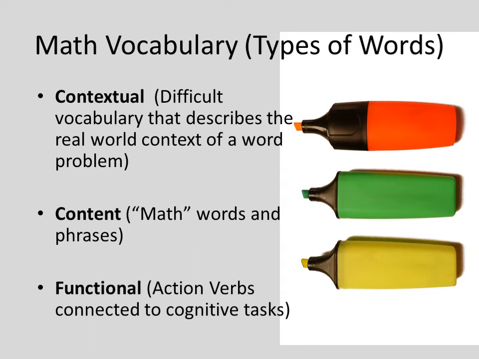If you think about different kinds of math vocabulary, there are different kinds of words that we'll see within a math class. It could be a contextual word, which could be a difficult vocab word that describes a real-world context of a word problem. Or it could be a content word. And these are the quote-unquote math words and phrases that you're traditionally used to teaching that none of the students are going to know in class. But the functional words, such as your action verbs and things that are connected to cognitive tasks, might be words that your average English speaker will obviously understand, but that an ESL student or another struggling learner might just not be aware of what that word means or how to use it in a context.